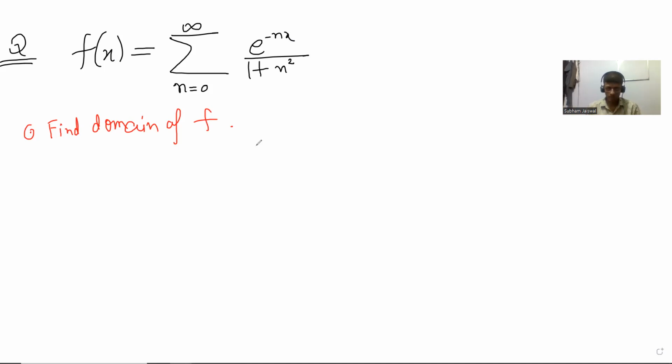I hope the question makes sense. Yes. That you have to figure out, right? That's exactly what you have to figure out. For which values of x does this series converge?